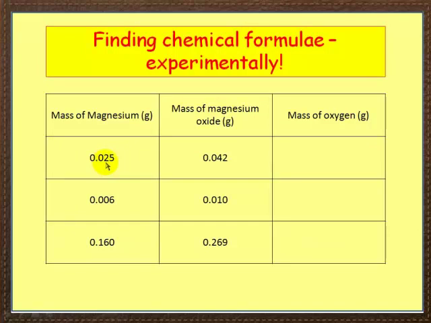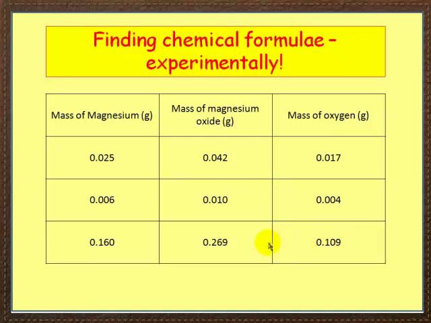Over here we've got the mass of magnesium. There were actually three trials here: the first trial, second trial and the third trial. Over here the mass of magnesium oxide. By subtracting this figure from this figure, that would tell us how much oxygen was produced in each case. We can see here the first case 0.017, 0.004 and 0.109. Now to find the chemical formulae we simply need to choose one of these.